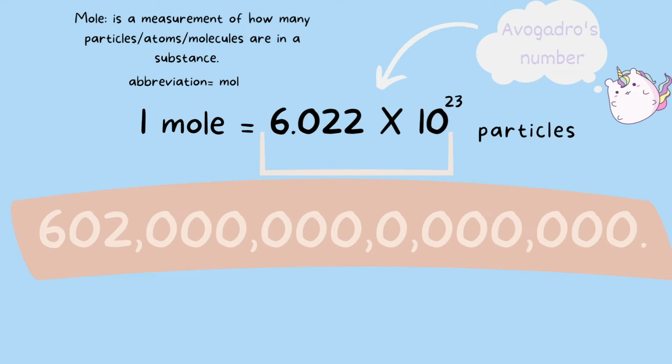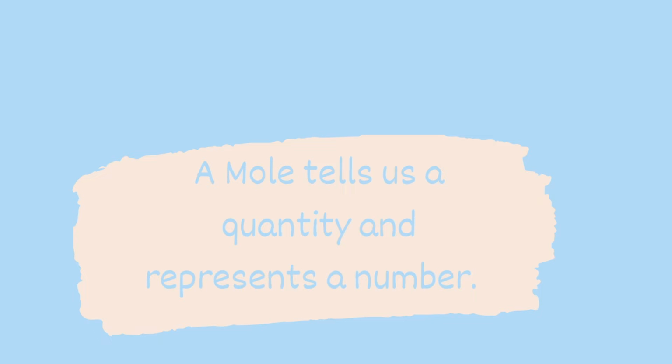It's pretty important to remember that Avogadro is a very important guy. He made a significant contribution to the theory associated with the mole. So remember, this number represents Avogadro's number. Okay, so we know 1 mole tells us a quantity and represents a number.